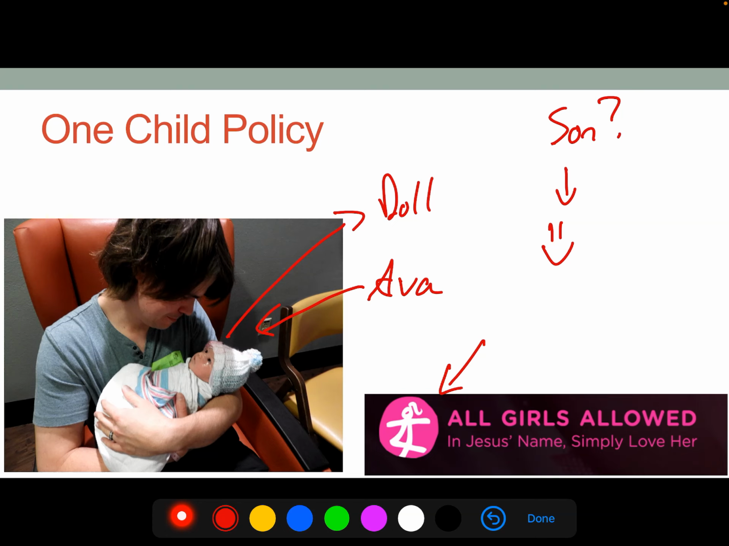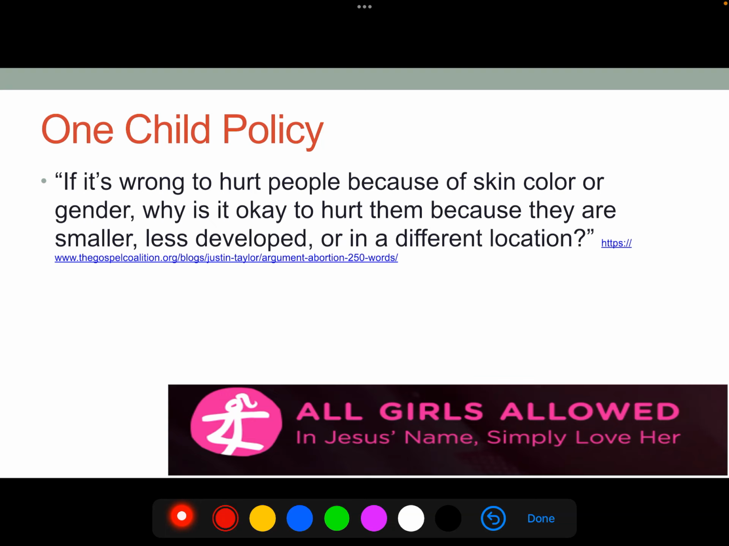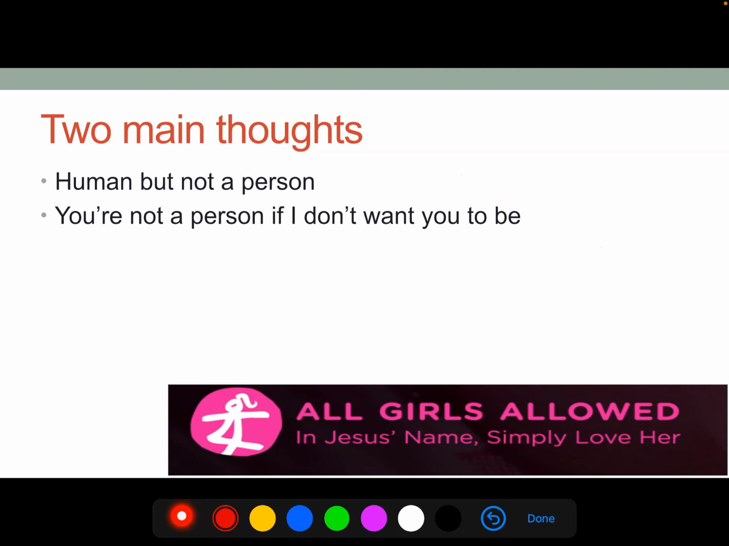And so just a disclaimer, we will be talking a little bit more about abortion here in a second, but I encourage you to think about it. I encourage you to think about what you think about it. Where does your worldview land you on this topic? And so here's a thought from Gospel Coalition. It's a great website if you ever want to dive into it. It's: if it's wrong to hurt people because of skin color or gender, why is it okay to hurt them because they're smaller, less developed, or in a different location?